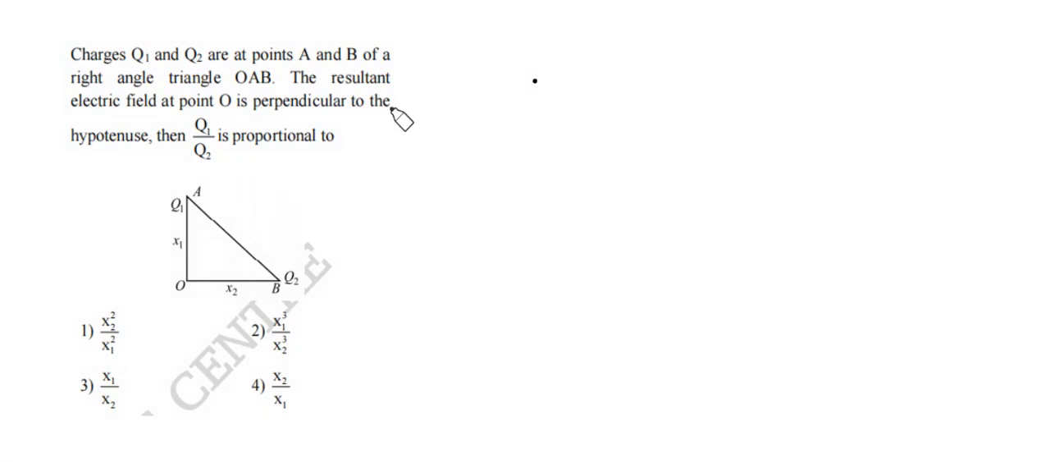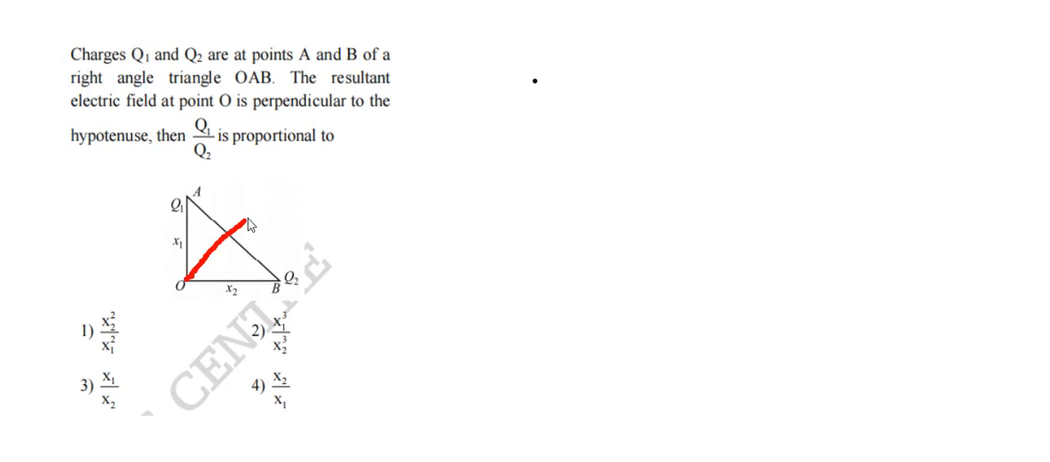Hello, welcome. Here the charges Q1 and Q2 are at points A and B of a right angle triangle OAB. So the resultant electric field at point O is perpendicular to the hypotenuse side. So then Q1 by Q2 is proportional to.